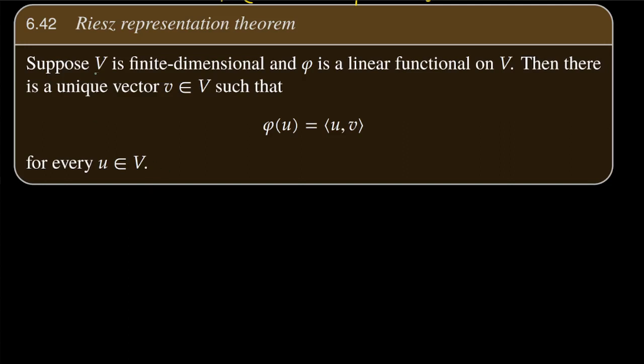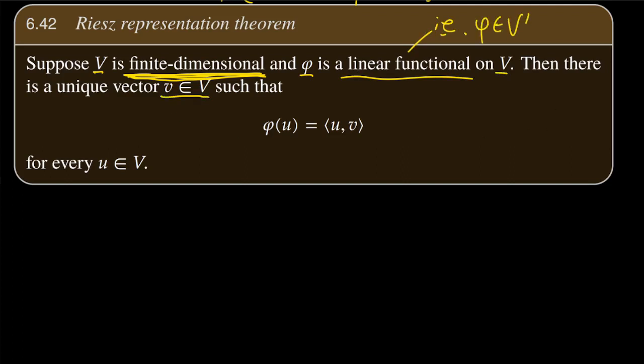So the claim is that if V is a finite dimensional vector space, and I'm going to super underline that because that is extremely important. Finite dimensional matters a lot here. And phi is any old linear functional on V. So this says phi is in V prime.